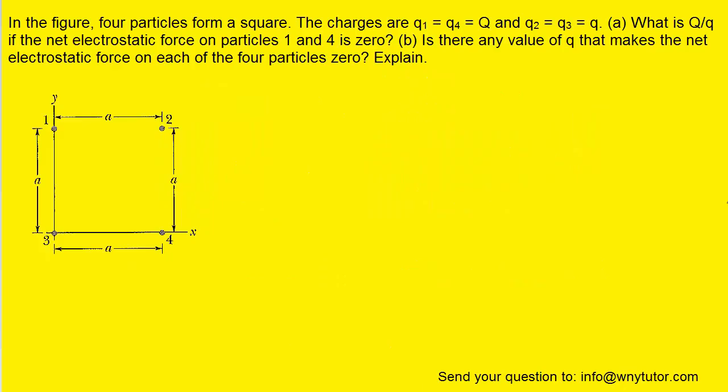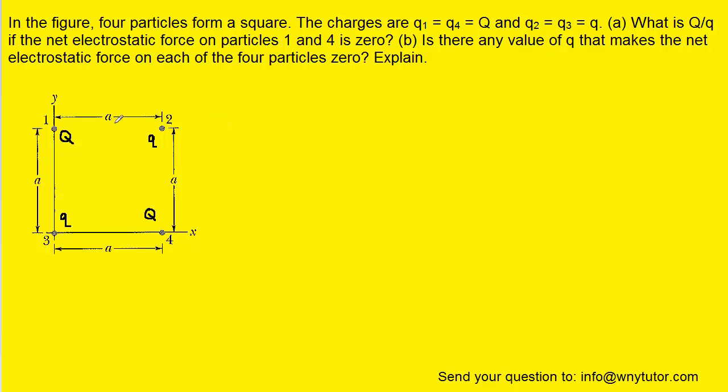If you haven't done so yet, please pause the video and try to answer the question on your own before listening on. The question tells us that charges Q1 and Q4 are both equal to capital Q, so we can go ahead and label those two charges. And then charges Q2 and Q3 are both equal to lowercase q, so we can also label those.